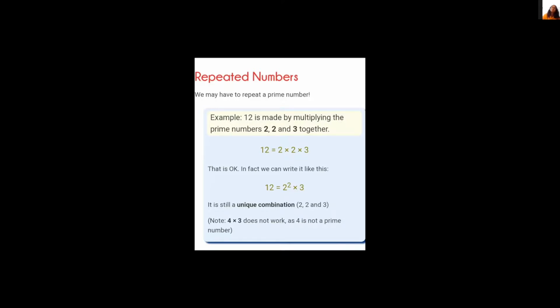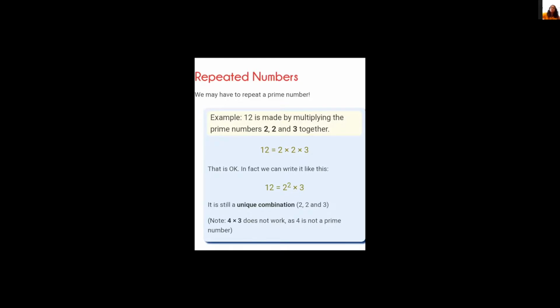So I hope this slide is also clear to everyone. We may have to repeat a prime number. I think the best example that comes to my mind right now is 4. 4 is 2 into 2, so you're basically repeating the number 2, right? So we might have to repeat a number, that is okay.